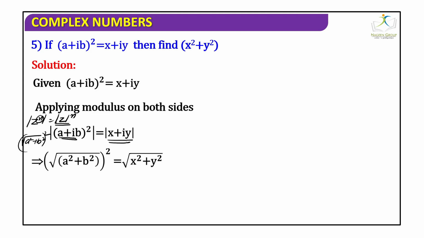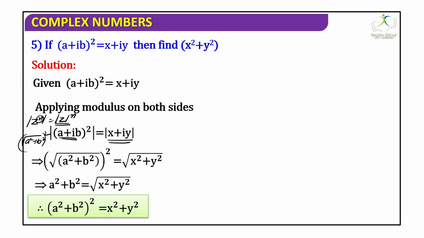And this is modulus of x plus iota y, which is equal to under root of x square plus y square. So this value will be a square plus b square equal to under root of x square plus y square. Now how to solve the square root? We apply the square both sides. So a square plus b square whole square equal to x square plus y square, right? And this is what we want to find in the question.